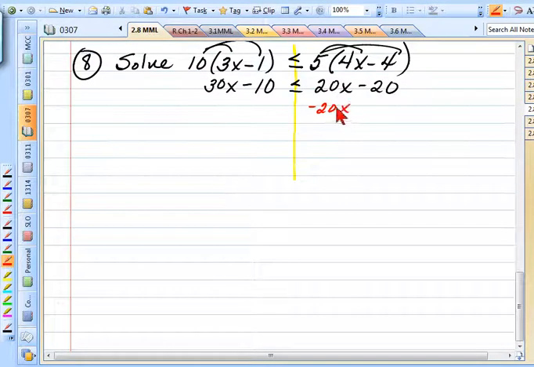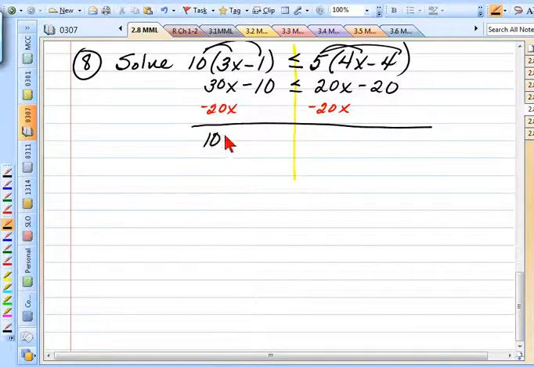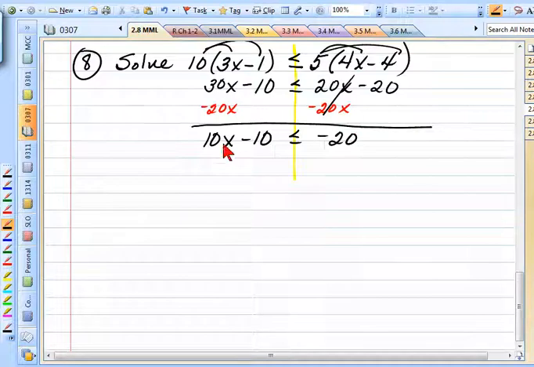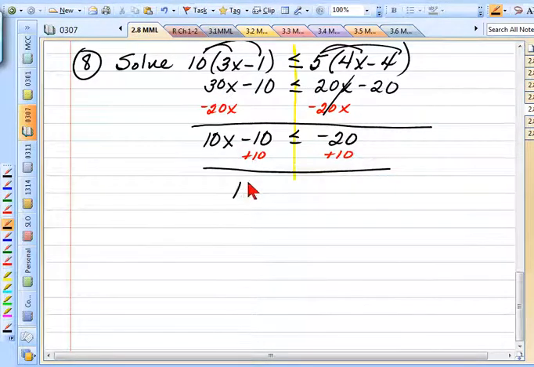That gives me 10x minus 10, still with a less than or equal to, and on the right side, I have negative 20. Focusing on this left-hand side, I need to get rid of the constant. Add 10 to both sides. That leaves me with 10x less than or equal to, because I have a negative and a positive, I subtract, keeping the sign of the dominant, negative 10.